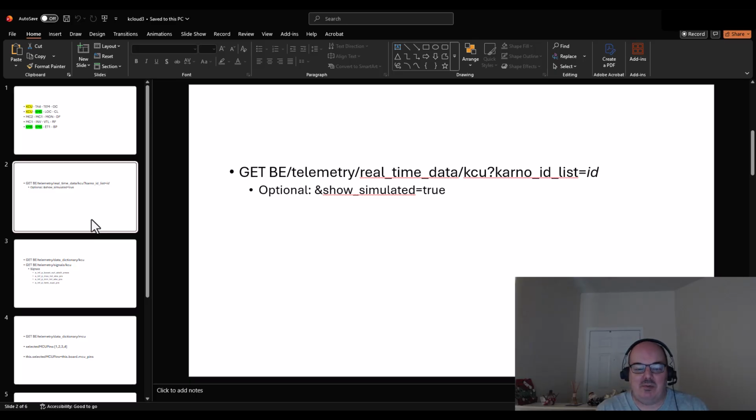And an optional parameter that is sent to this real-time data thing is show simulated of true, and it looks like the front end would randomly generate data. I guess it's kind of like simulating the output of what the Carno generator would produce without it actually being attached to it.